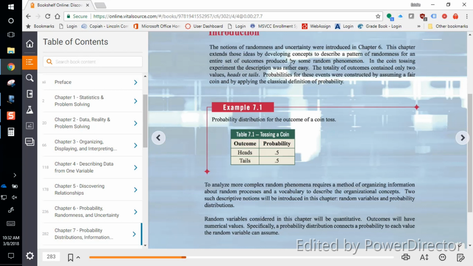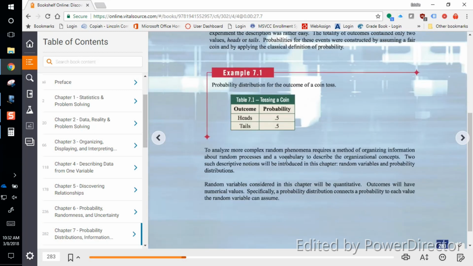In the coin tossing experiment, the description was rather easy. The totality of outcomes contained only 2 values, heads or tails. Probabilities for these events were constructed by assuming a fair coin and by applying the classical definition of probability. So this will be the probability distribution for tossing a coin. You have your 2 outcomes, heads and tails, and then the probability of each one of those. Notice that when you sum up the probabilities, you do get 1.